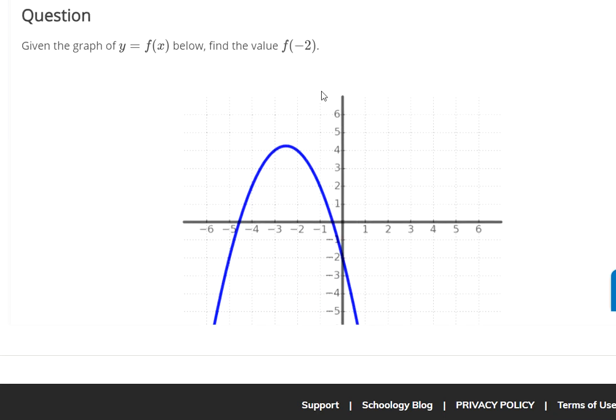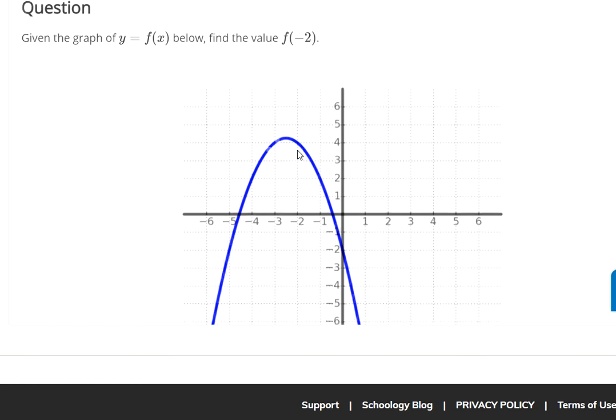Okay, they give us a graph. They're asking us to find out what y value we get when x equals negative 2, because this is where x goes in the function notation. So here's where x equals negative 2. The y value is a positive 4.